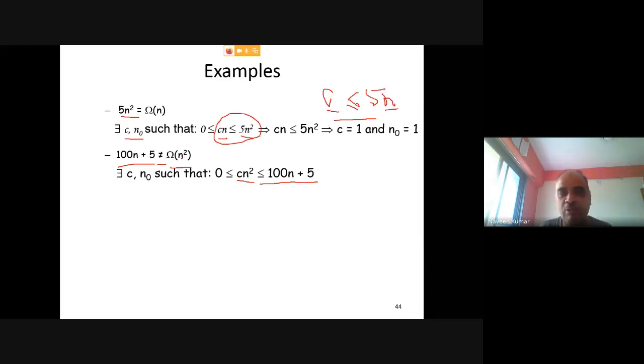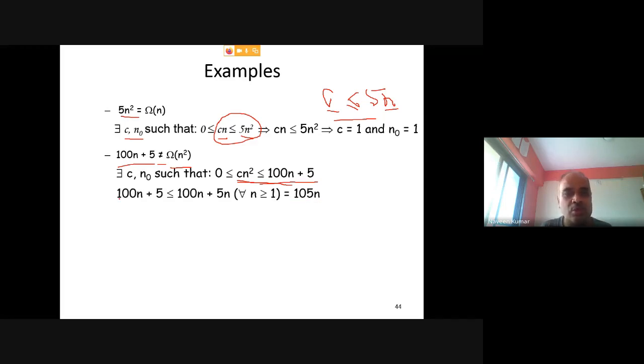This inequality is correct, but you need to show it is not correct, right? So we will see. We will move forward with this inequality and later contradict our assumption. If you can write this function as omega of n square, it means cn square should be less than or equal to 100n plus 5. Now move forward.